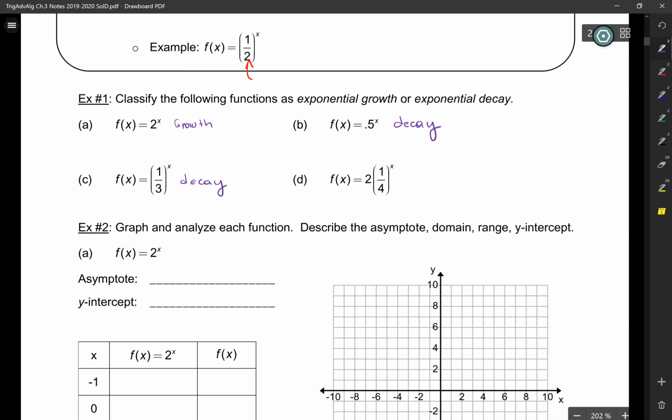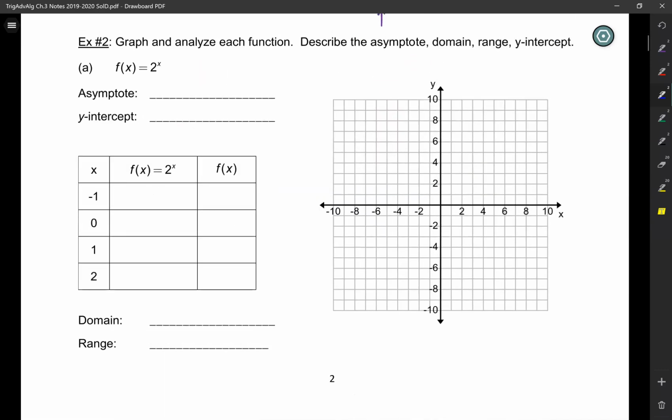And D? Growth or decay? What's being raised to the exponent? 1/4 is what's being raised to the exponent. That's less than 1, or between 0 and 1, so it's decay. You ignore the number in front. It's just the 1/4. Now, if there were negatives in front of these, nothing would change. It would still be the same. Okay? All right, let's graph one of these.